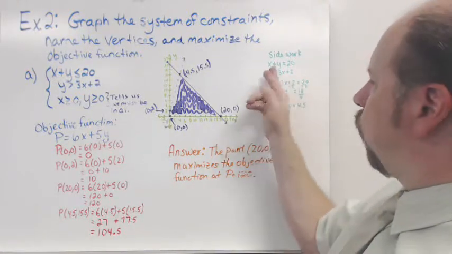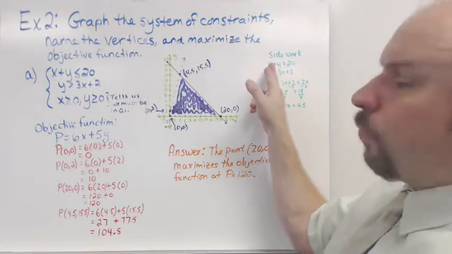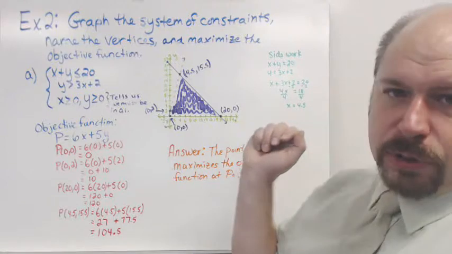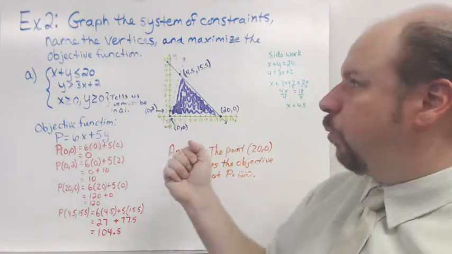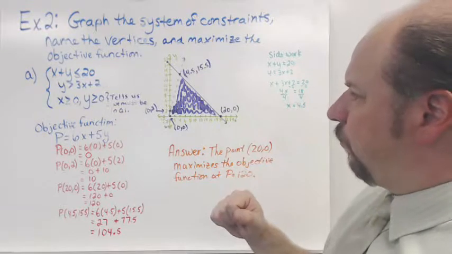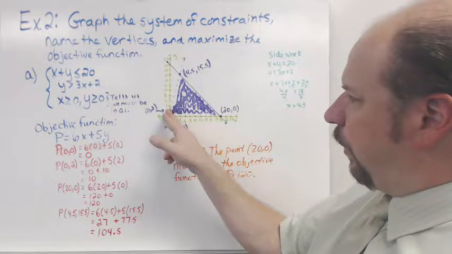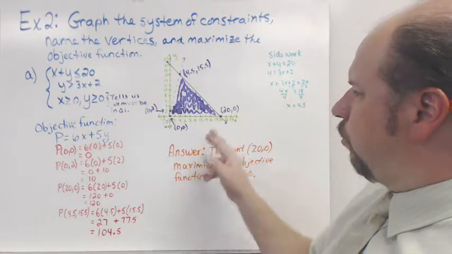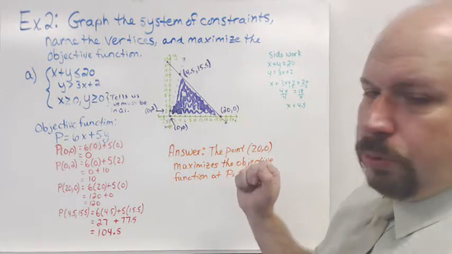So if we put 4.5 back in here, 4.5 plus what is 20? Well, if we take 20 minus 4.5, we get 15.5. So this point here is the point 4.5, 15.5. Down here we have 0, 2, and we have 0, 0, and over here we have 20, 0.